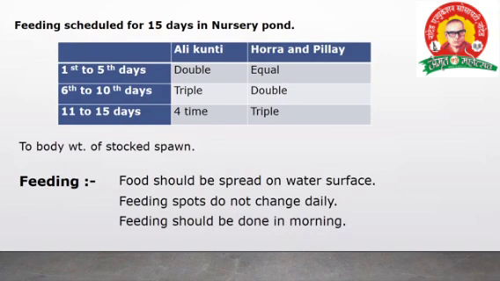The next scientist, Horan Pile, said it is equal. After 6 to 10 days, triple. You can give the food 3 times per day, but Horan Pile said double, 2 times per day. After 11 to 15 days in the nursery pond, Albumin said you can give food 4 times a day, and Horan Pile said triple.